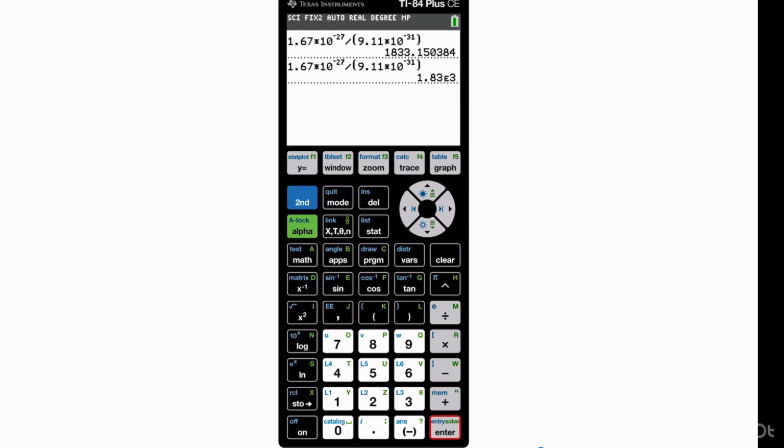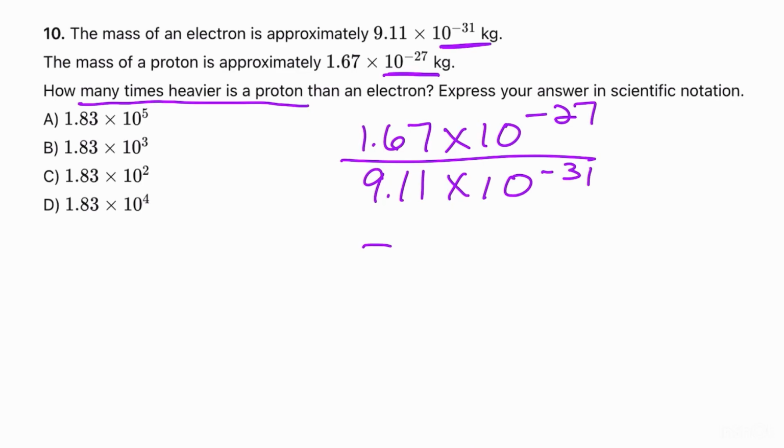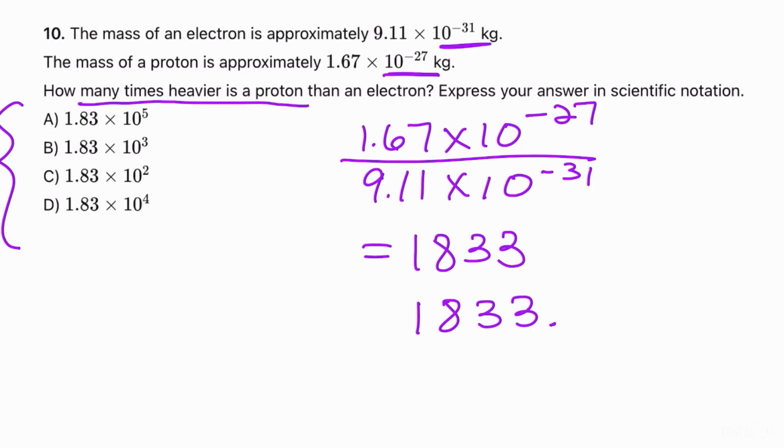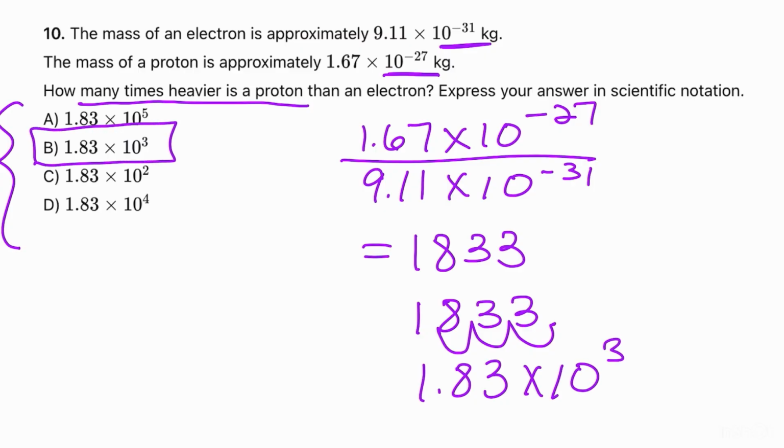Or I can do this by hand. Since I got an answer of about 1833, and I look at my answer choices and I can tell that it's just 3 significant figures, then I can say, okay, 1833, the decimal point is after. I have to move it back 1, 2, 3 spaces. So it's 1.83 times 10 to the third, which we already had said from using the calculator that the answer is going to be B.